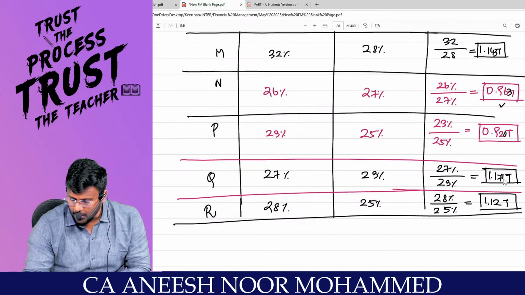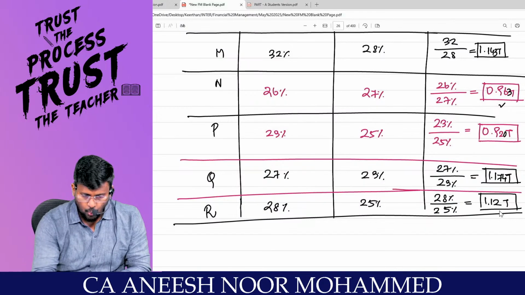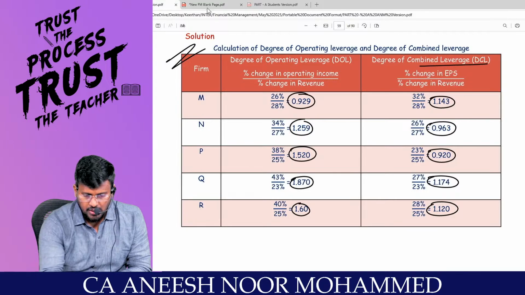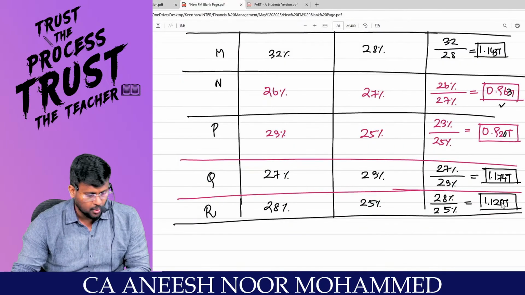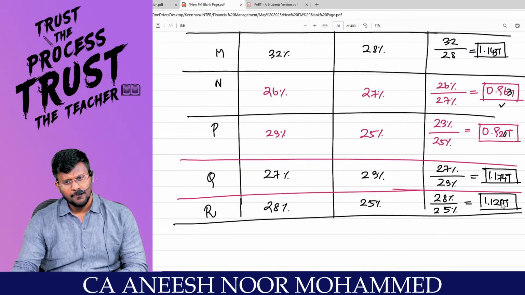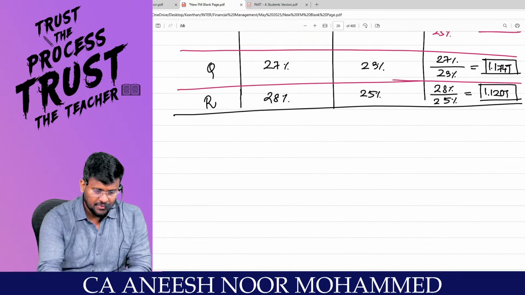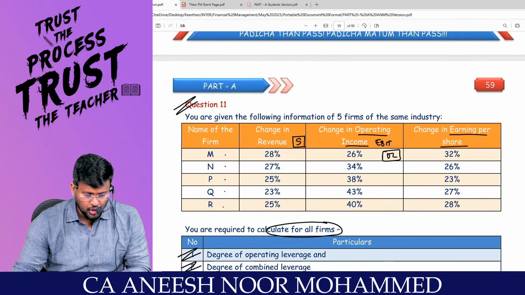1.174. And here also we got 1.120. Are you really with me? So my dear lovable students, that's it with regard to question number 11.